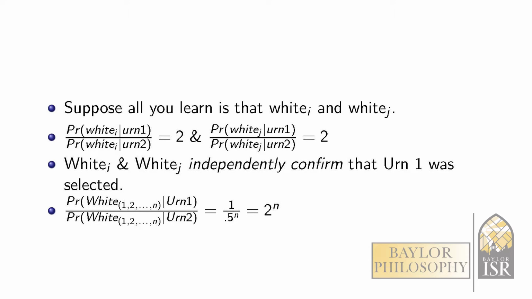All right, so we have this judgment that multiple selections of white from these urns independently confirm that Urn 1 was selected, that they offer the same amount of confirmation. And what that's tracking is the likelihood ratio. Now, in general, if you wanted to know, given that we have a whole bunch of white balls that were selected, what does that likelihood ratio look like? It's going to be 1 over 0.5, to the nth power, which is going to be 2 to the n.